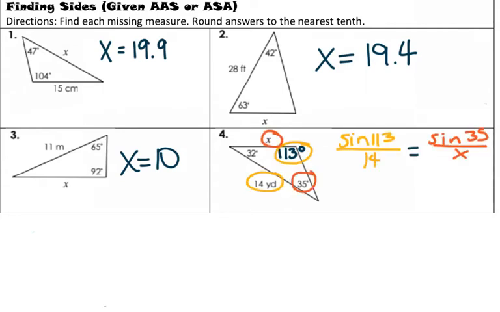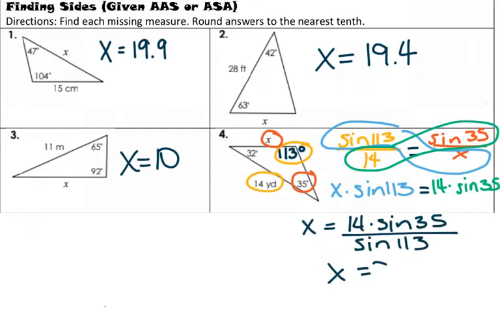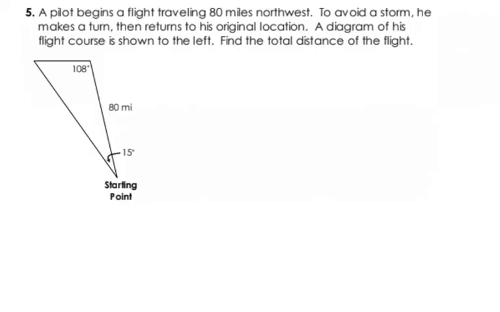Okay, and now I can cross multiply. And now I can divide both sides by the sine of 113. And I get x equals 8.7, sorry. Alright, so that's how we do those. Not too bad. Okay, so now we're going to look at a word problem, which I know nobody likes, but we have to do it.